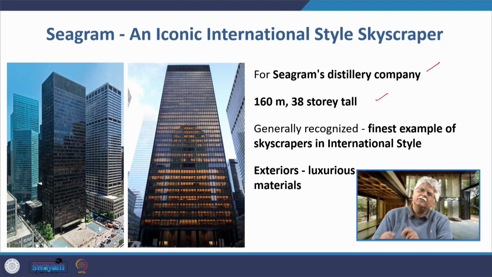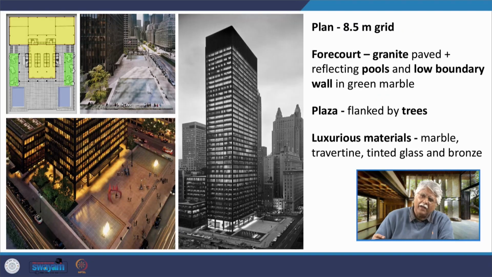And using his earlier palette of materials I talked about, there is steel, there is glass, there is expensive stone, there is water, and here there is certain greenery also. He used these luxurious expensive materials to make this building. Its plan was an 8.5 meter grid, but what he did was something amazing.